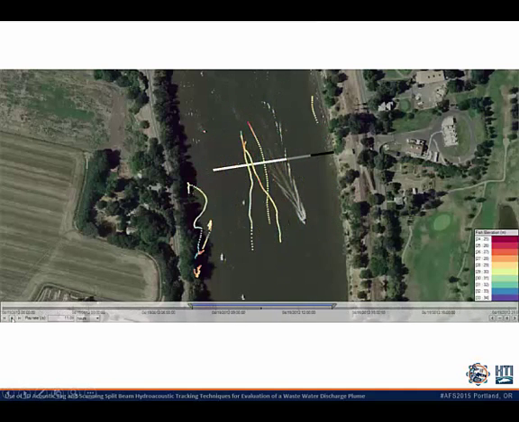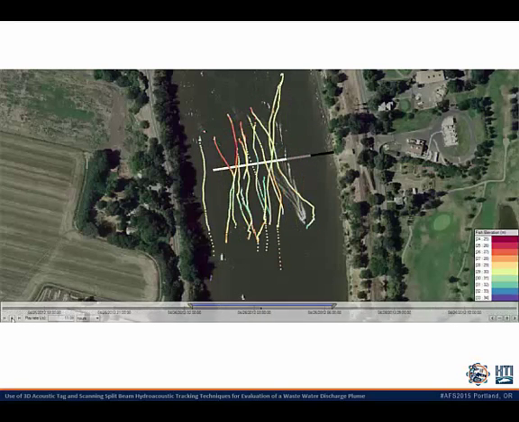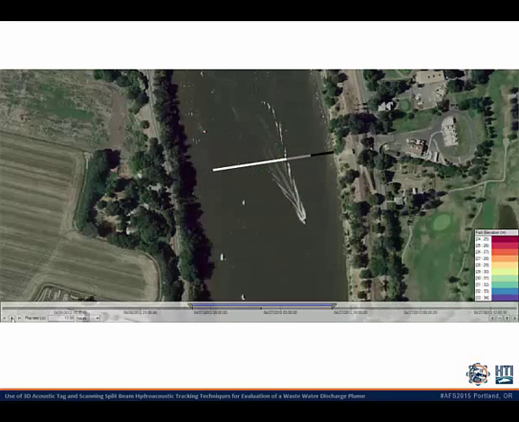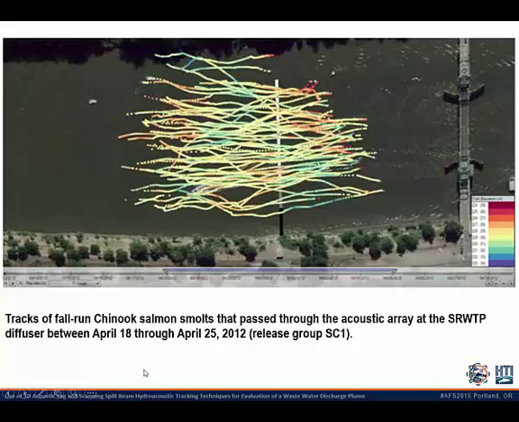So you can see the fish stream by very quickly, and then there's a pause, and there's a couple stragglers that come through, and then you'll see the second release group come through very quickly. And so that's 2 out of the 4 release groups that passed the diffuser. And so now I'll just show a summary of all of these release groups as they pass the diffuser pipe.